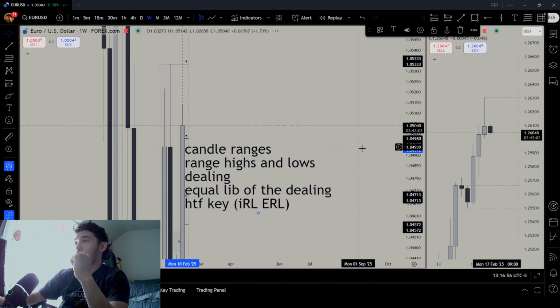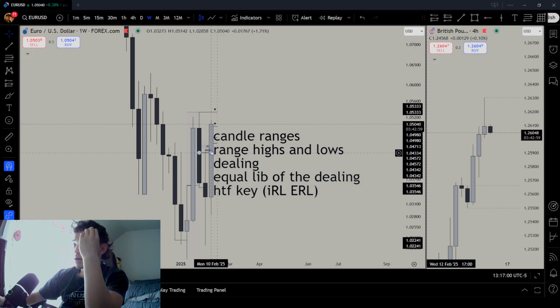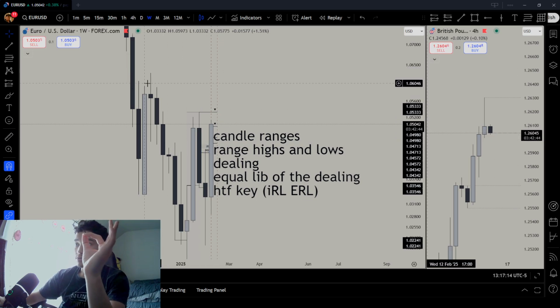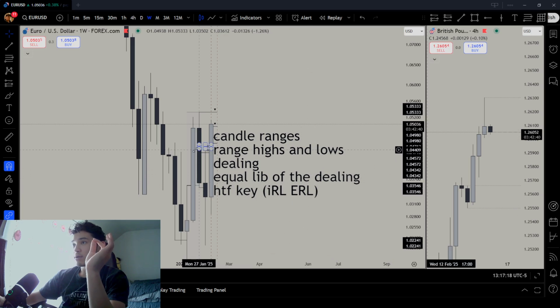Right now, here's a quick example. The range low got swept and the market is heading to the range high. It's very obvious, right? If you were to use just higher time key level, ERL to IRL, you would have gotten it wrong. From this IRL, you would have longed it all the way to the ERL, and you would have gotten stopped out. Why? Because you just rely on one, where you're supposed to rely on all of them.